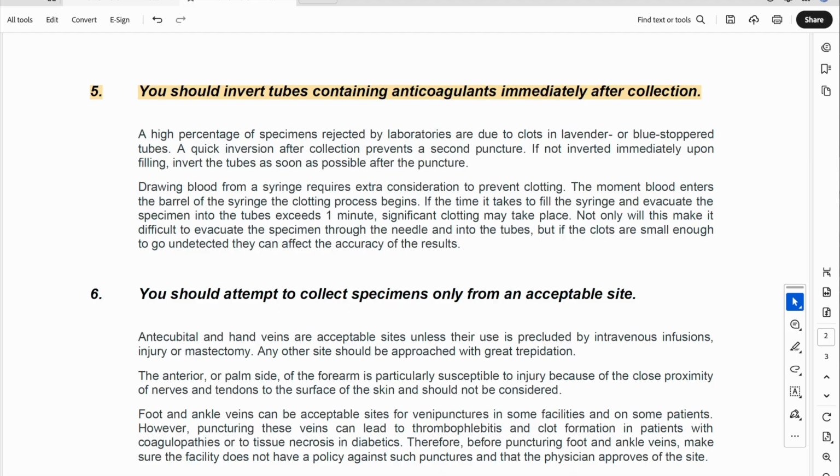draw. When using a syringe for collection, time becomes even more critical. The moment blood enters the syringe barrel, the clotting cascade begins. If the time from syringe filling to tube evacuation exceeds 1 minute, significant clotting may occur. This not only makes specimen transfer difficult, but can create microscopic clots that go undetected yet affect test accuracy. Remember, every clotted specimen means another needle stick for your patient. This rule is not just about specimen quality, it's about patient care and professional competence.